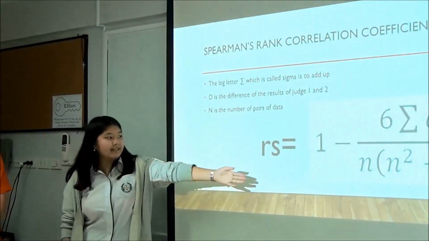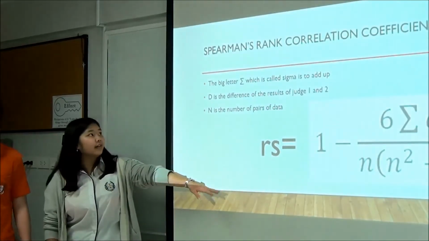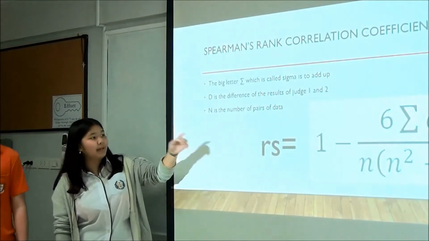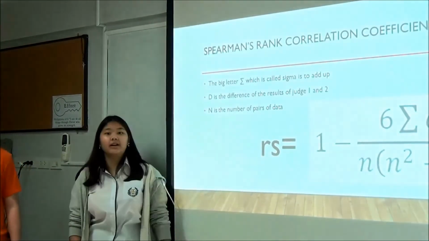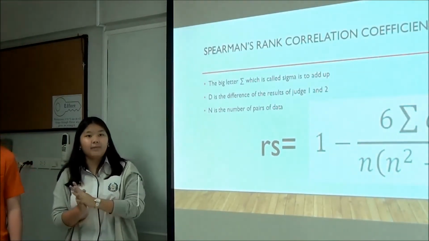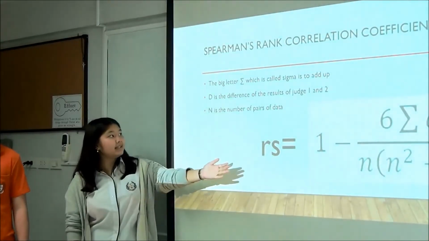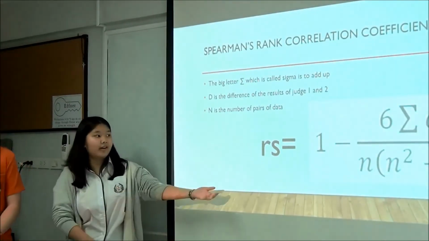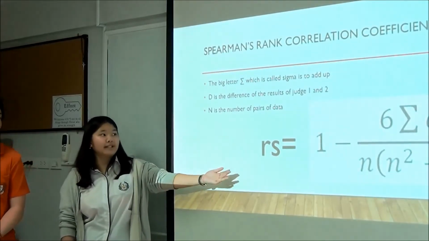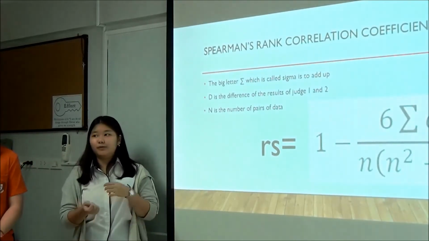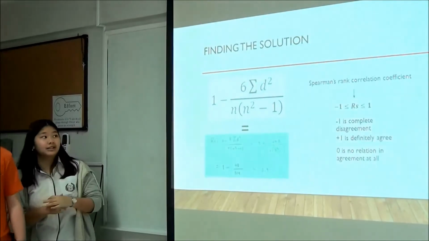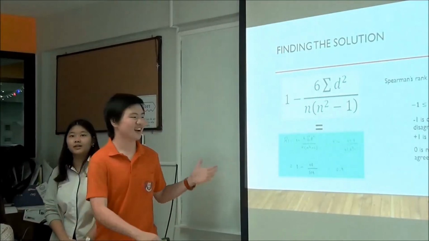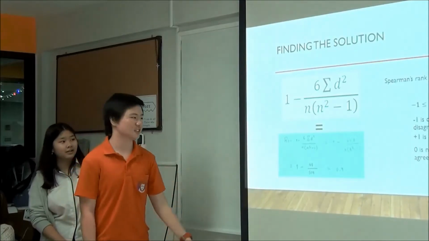And this one is the formula for the correlation coefficient ranking. So the big letter over there is called the sigma, which is to add up or to sum. And D is the difference, and N is the number of pairs of data. So to find RS, we need to replace all of those letters with the result from the last slide. So that we have the table and we have the equation. Now let's find the solution.